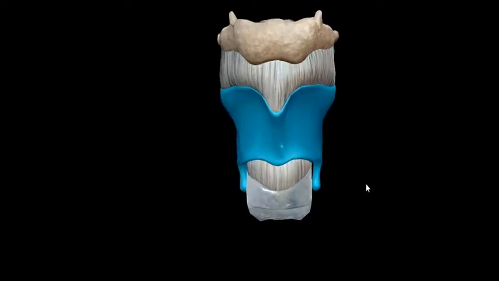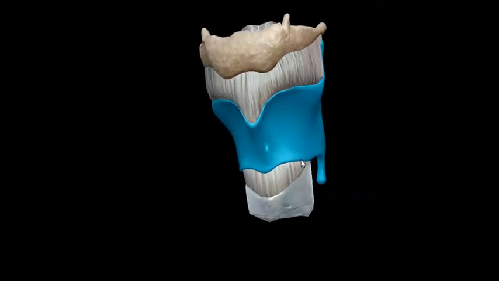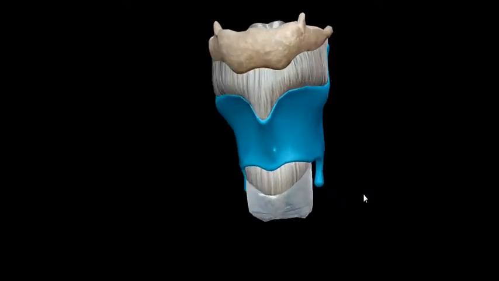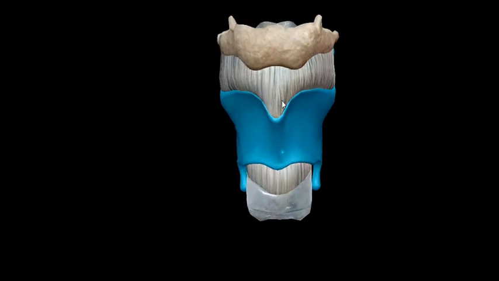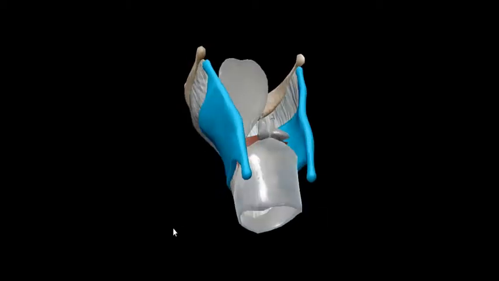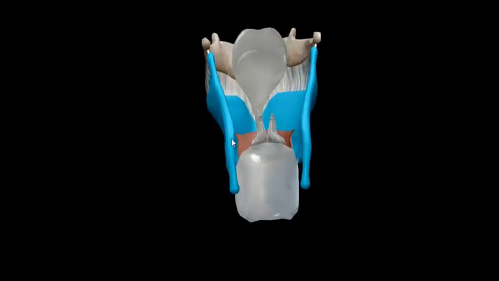The thyroid cartilage has 2 laminae, right and left. They are connected with each other anteriorly to form the superior laryngeal notch as well as the anterior laryngeal prominence, which we also call the Adam's apple. But posteriorly, the 2 laminae are separated from each other by a wide distance.